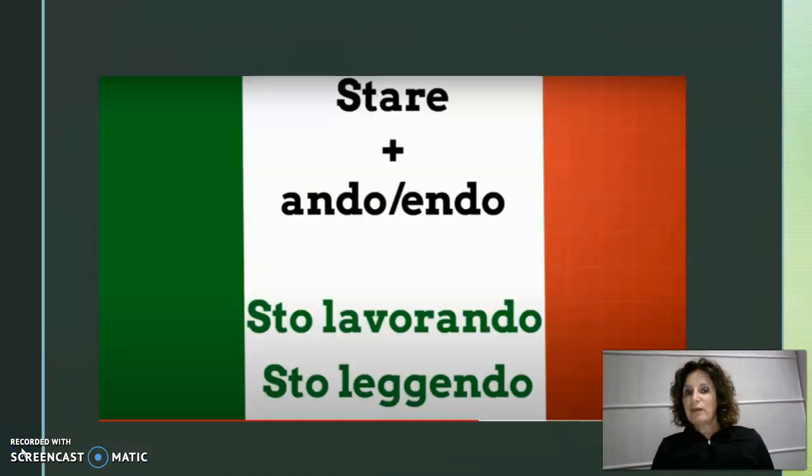Let's make a comparison with our Italian language. We use to express the English present continuous tense the structure stare plus the verb and ando or endo. So, sto lavorando in English becomes I am working. Sto leggendo in English becomes I am reading.